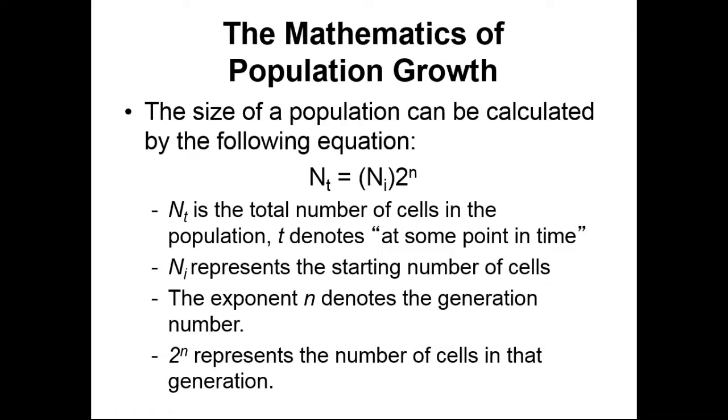If I started with 3 bacteria and I went through 3 generations, 2 to the third power would be 2, 4, 8, and then 8 times 3 is going to be 24. So if I started with 3 bacteria and I went through 3 generations, I would end up with 24 bacteria at the end. You plug and chug your variables with this equation.